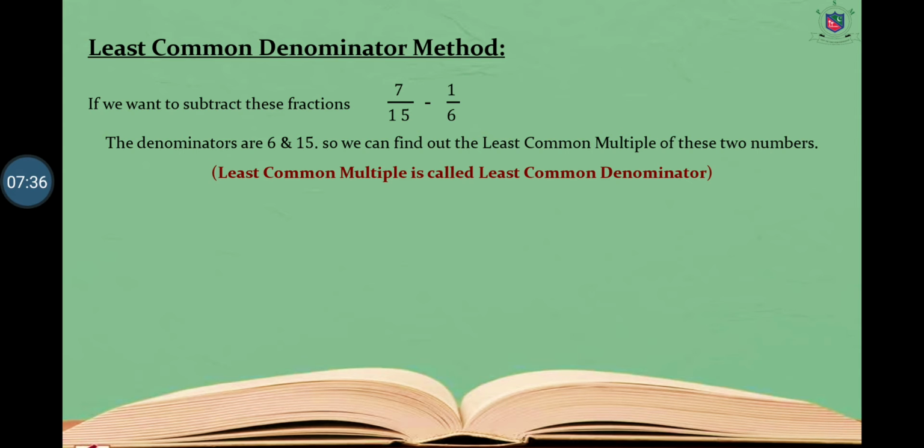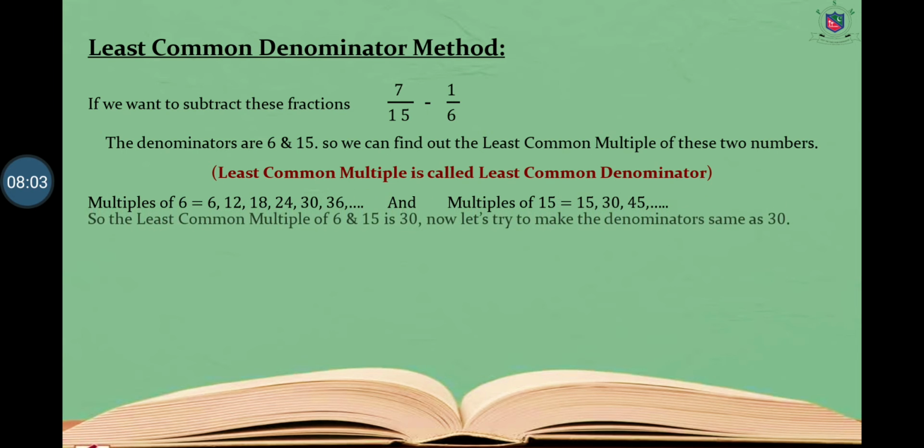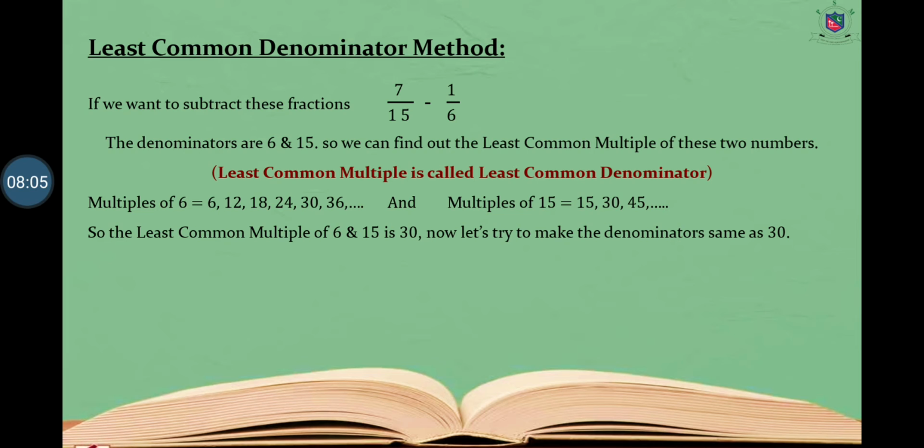My dear students, in our previous classes, we had already learned about the least common multiple. It is also called the least common denominator. As we know that the multiples of 6 are 6, 12, 18, 24, 30, 36 and so on, and multiples of 15 are 15, 30, 45 and so on. So the least common multiple of 6 and 15 is 30.